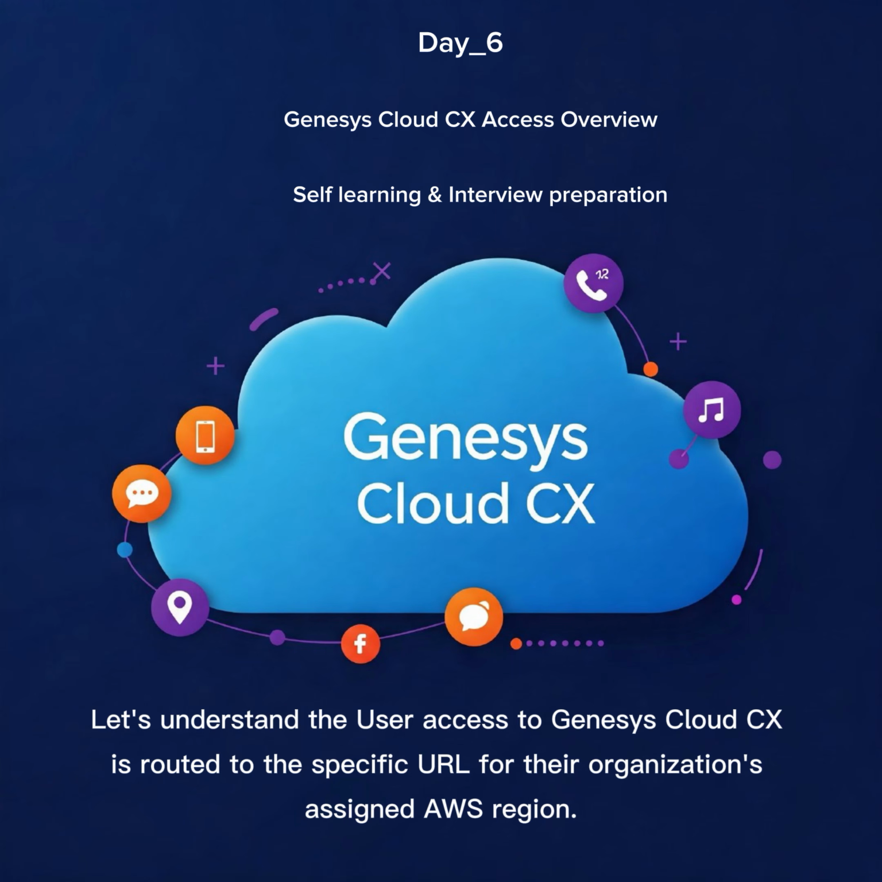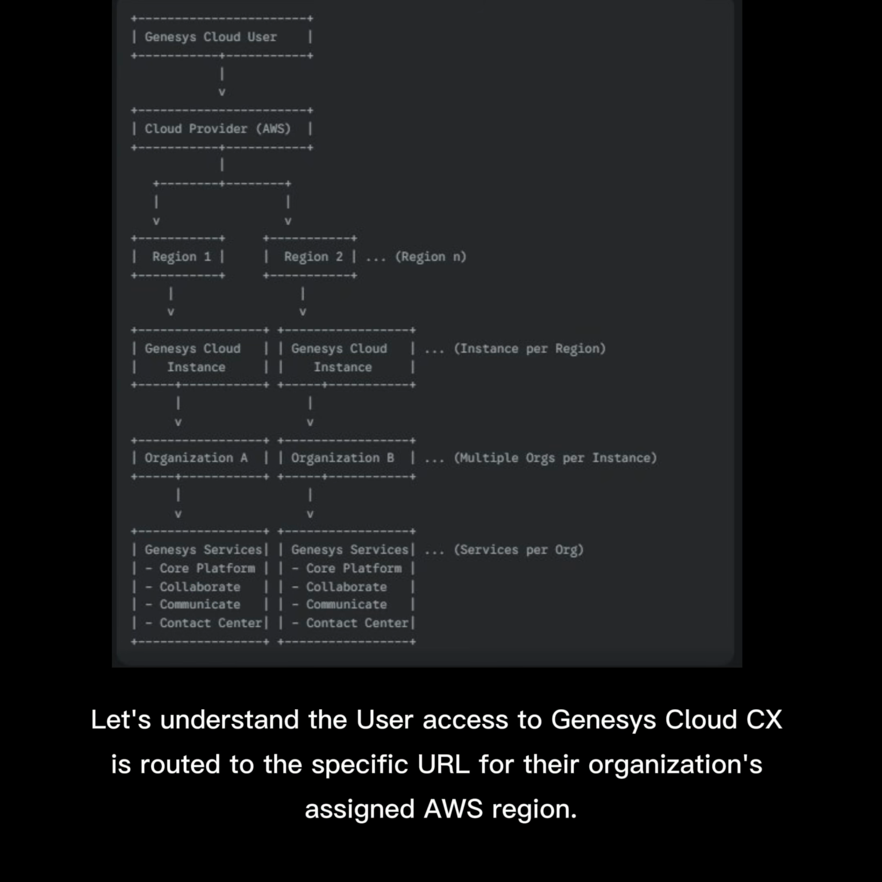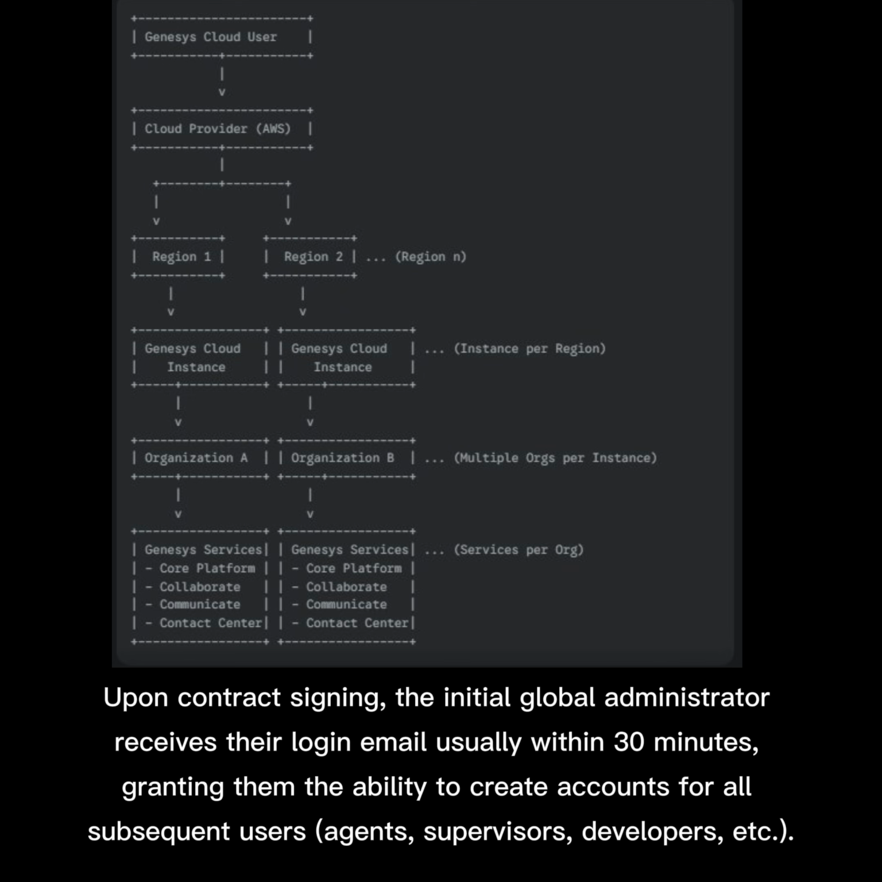Let's understand the user access to Genesys Cloud CX is routed to the specific URL for their organization's assigned AWS region. Upon contract signing, the initial global administrator receives their login email, usually within 30 minutes, granting them the ability to create accounts for all subsequent users: agents, supervisors, developers, etc.